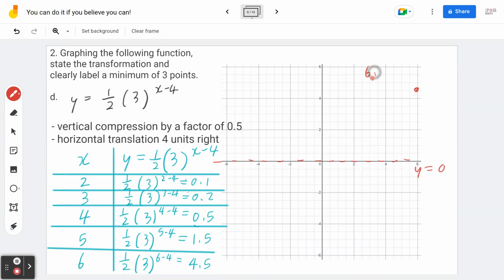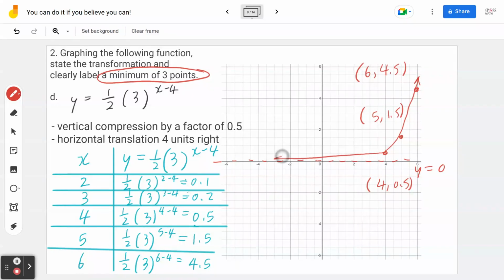So I go back to the graph, and I can start with 6, 4.5. So I'm going to label this 6, 4.5. I can go to 5, 1.5, which would be there. If I look at the next point, 4 and a half is going to be roughly there. Now again, since you have to graph a minimum of 3 points, if all you have are these 3 points, that's fine. The other points are going to be something like that. And again, don't forget to label the function y equals a half times 3 to the power of x minus 4, just like that. And that is the graphing section of this video.